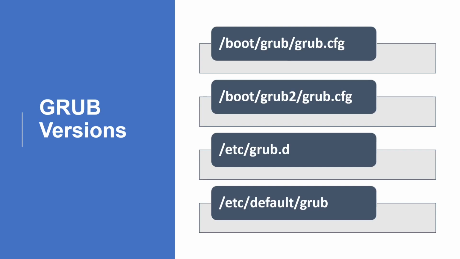GRUB versions. While details are different between GRUB 2 and the legacy version 1, the basic philosophy is the same. At boot, a basic configuration file is read: /boot/grub/grub.cfg, or /boot/grub2/grub.cfg, or /boot/efi/redhat/grub.cfg. This file is auto-generated by update-grub or grub2-mkconfig based on configuration files in the /etc/grub.d directory and on /etc/default/grub, and should not be edited by hand.